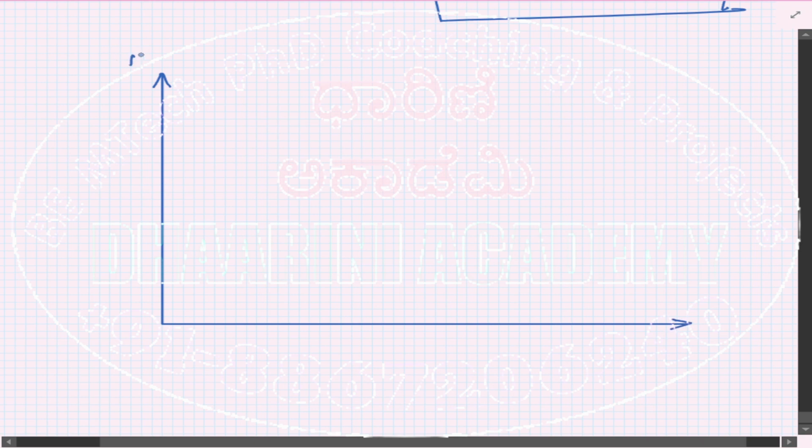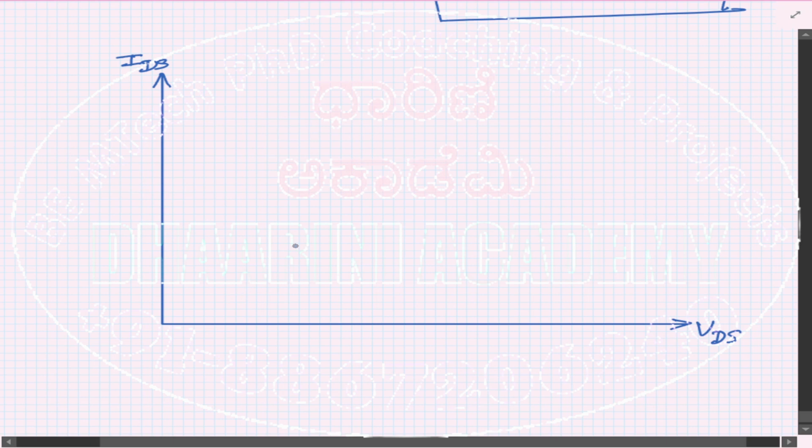So I'm going to plot IDS versus VDS. This is the output current versus output voltage when the input voltage is kept constant. I'm going to keep the input voltage constant. That means the first curve is going to be something like this. It will slightly increase from this point and then it becomes constant.